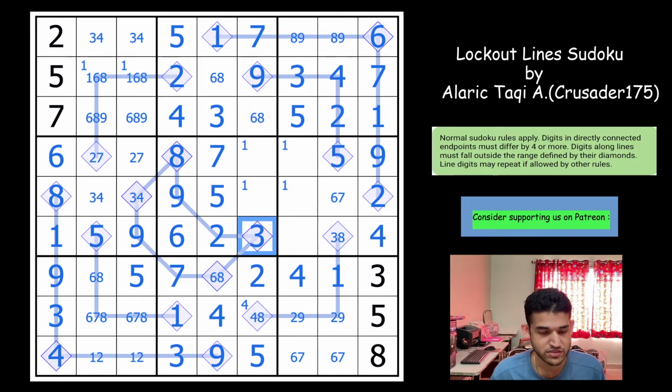These two must have difference of 4. So that's 8. That's 4. That's 6. And that should finish the Sudoku, I think. 7, 8. 2 is in here. So that's a 7. That's a 2. That's a 2. That's a 1. That's a 1.